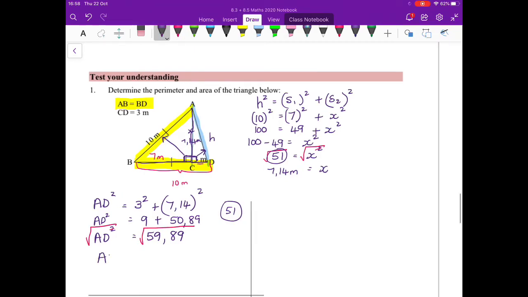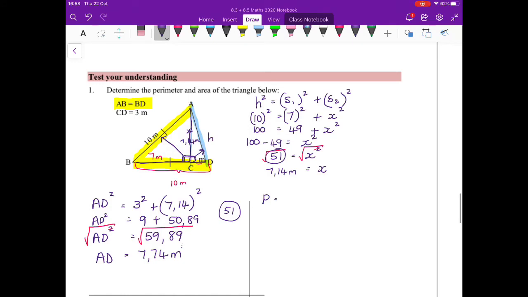AD will equal 7.74. What are they? Meters, and remember it's a line, so it's one-dimensional, meters to the power of 1. I can now find my perimeter. Perimeter equals, I've got my 10 meters, I've got my 10 meters, and I've got my 7.74. So I'm going to say 10 plus 10 plus 7.74, and if I add them together, I'm going to get 27.74 meters. Remember to put in your units.